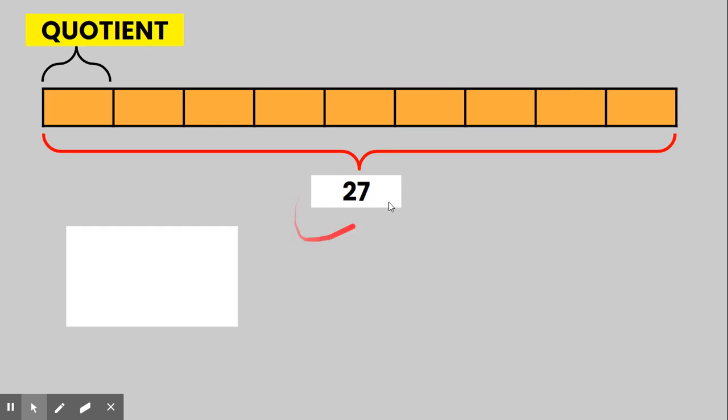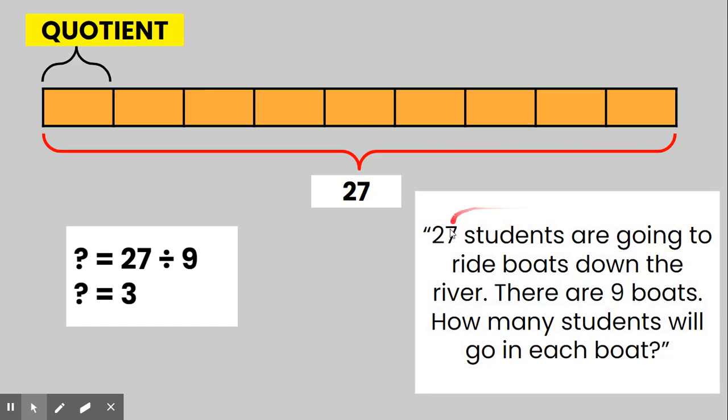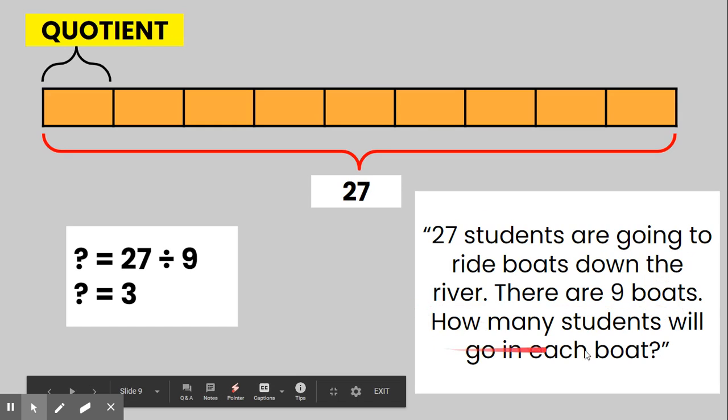We can divide the whole by how many parts there are. 27 divided by 9, that's 3. 27 students are going to ride boats down the river. There are 9 boats. How many students will go in each boat?